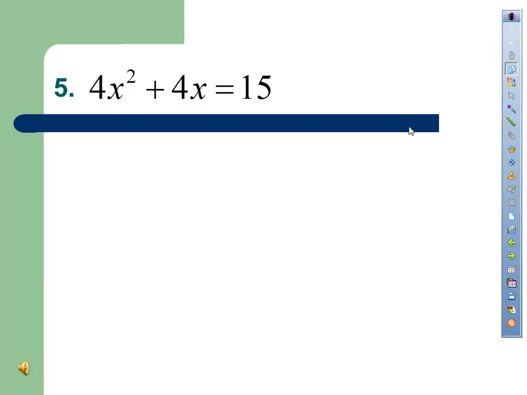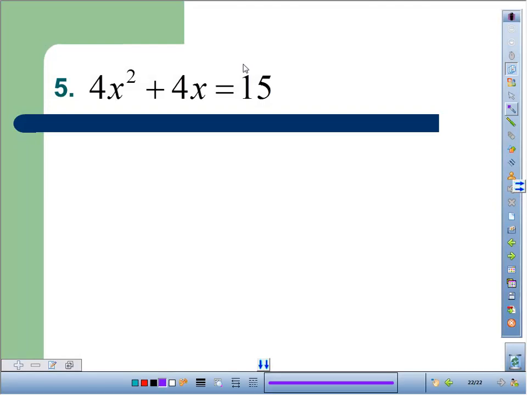Number 5, do number 5 on your own. Can you do it? Yes. Is it equal to 0 right now? So you have to do that first. So scooch over that 15.